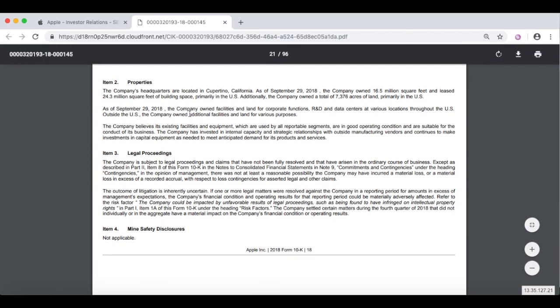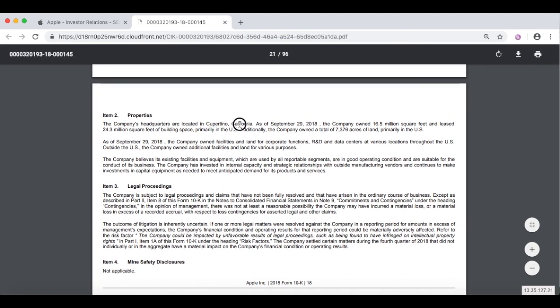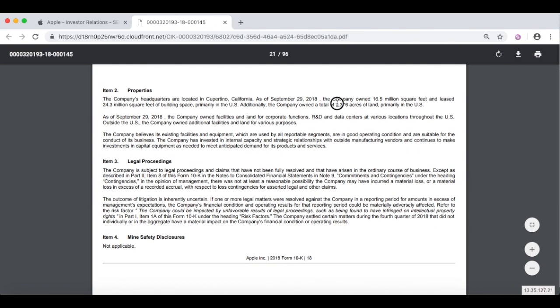Properties like this, they're located in Cupertino, California, one of the most prime real estate areas in Northern California in terms of, really, I would say commercial real estate. Really nice places to live there, but gosh, I'd rather live in Monterey or Los Angeles even maybe. But look at this, 16 million square feet. That's pretty good. And they lease that many square feet. 7,000 acres of land. So some real investments here.